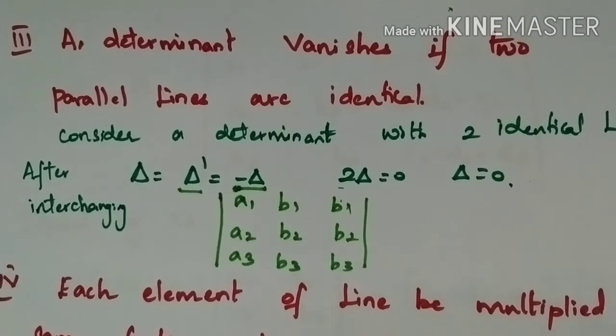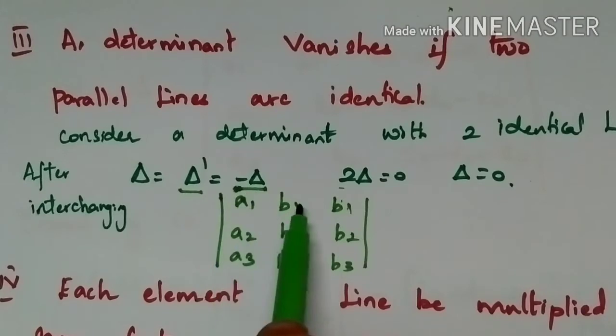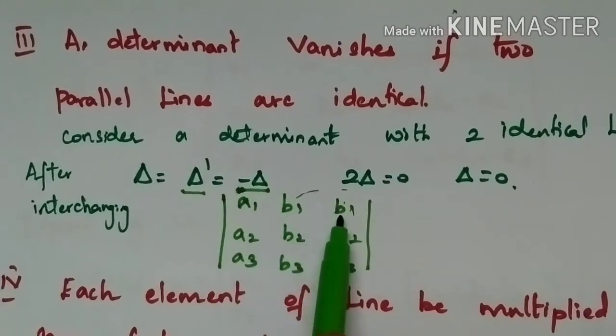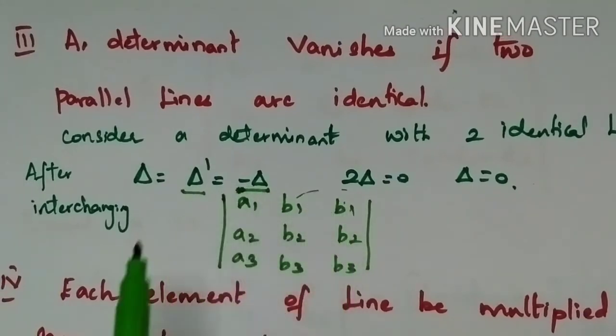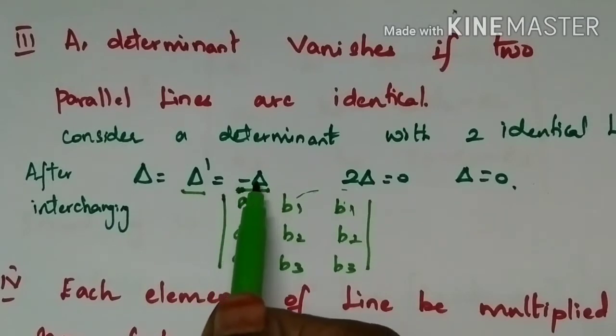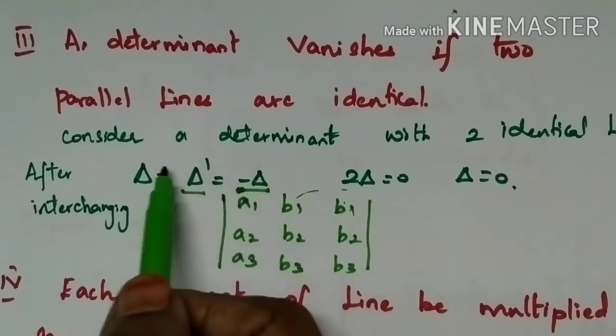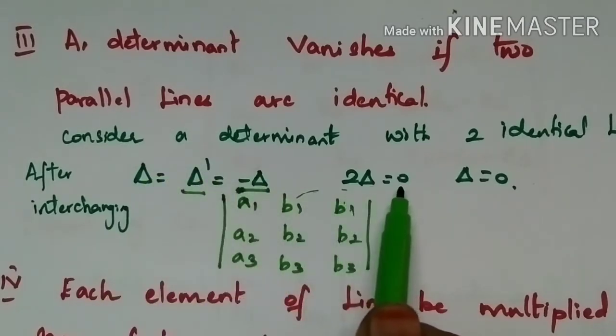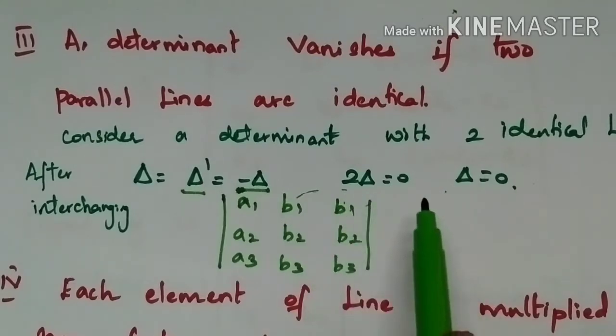By using that, now we are going to interchange the second column and the third column. It won't change anything, right? Because both columns are identical. Your del value will change sign because you are crossing only one column, so you will get a minus del value. If minus del is moved to this side, you will get 2 del, and 2 del is equal to 0, so del is equal to 0. This is the proof of that property.